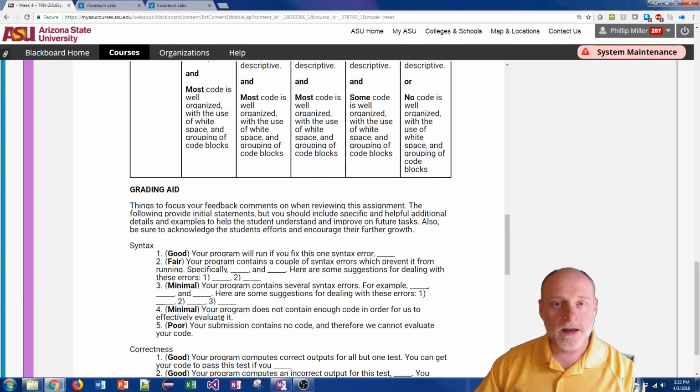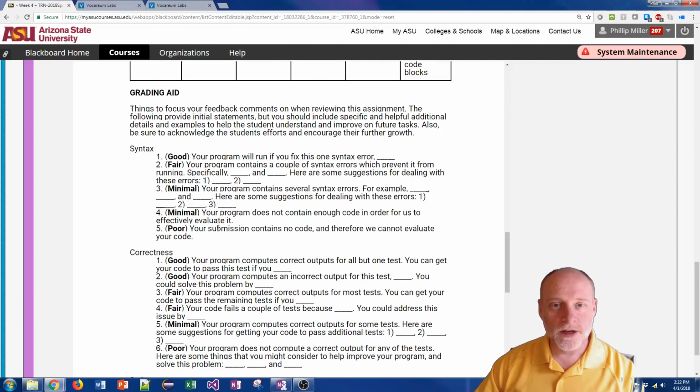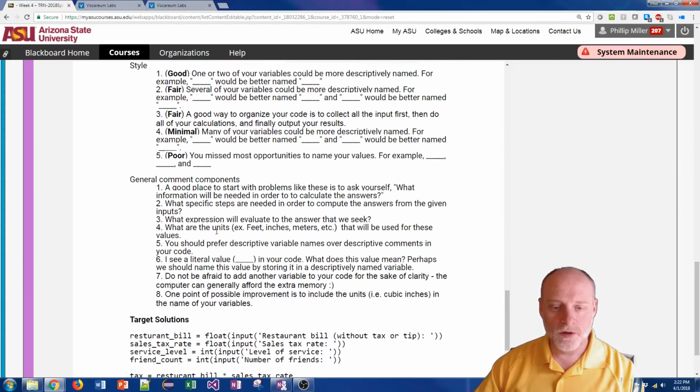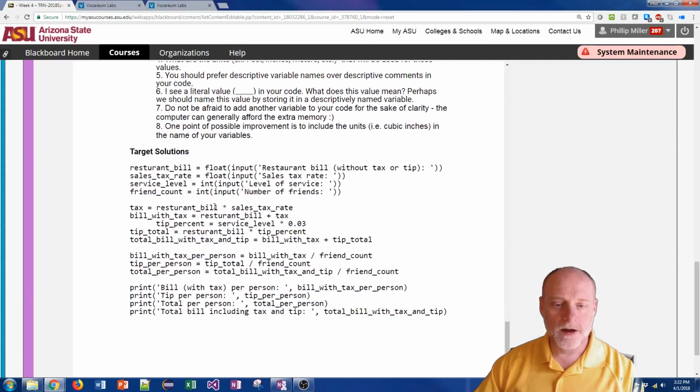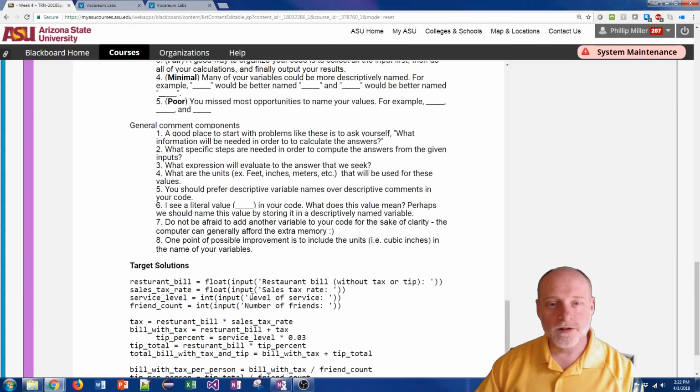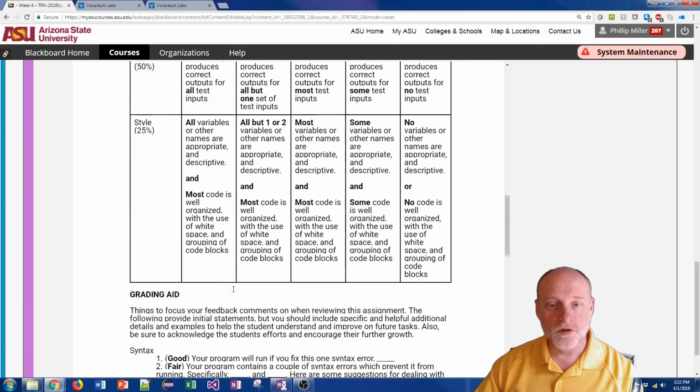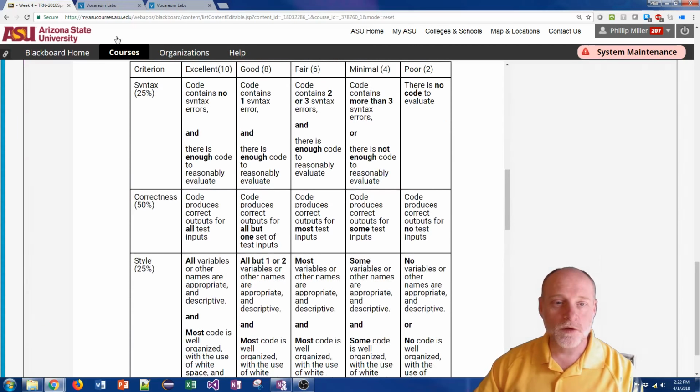There's a grading aid down here with templated feedback for you to use, some general comments, and then a target solution. The basic idea: collect the inputs, process what you need to do to get the outputs, and then present the outputs to the user. So let's take a look at a couple of examples that students have turned in, and we'll see if we can't sort this out with the grading rubric.